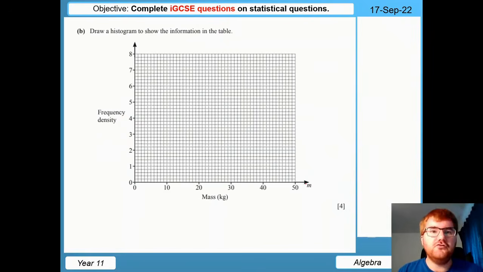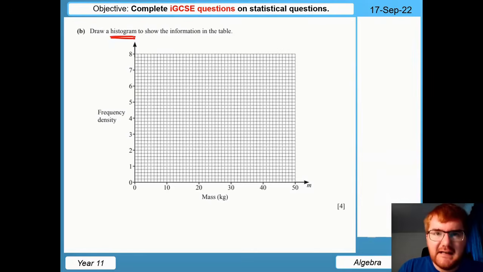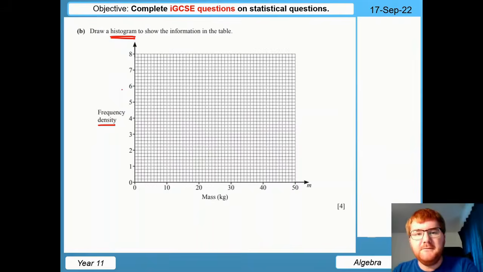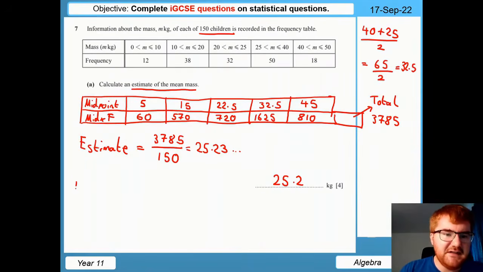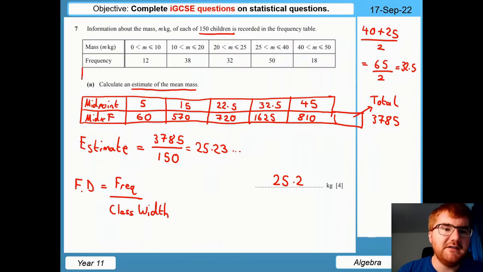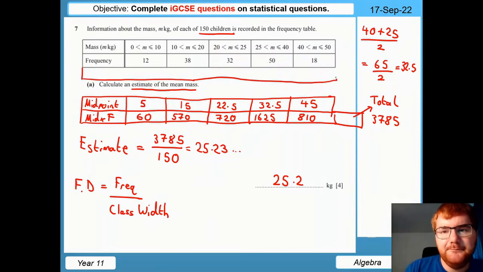Right, now we need to draw a histogram. So this is 0580 only, so you will not get histograms if you are doing 0607. And essentially what we're going to do here is a so-called frequency density diagram. Now, in order to work out the frequency density, we've seen this formula before. This is equal to the frequency divided by the class width. So what we're going to do here is make another row here. I've left this on purpose for this question because it fits in quite nicely, like so.